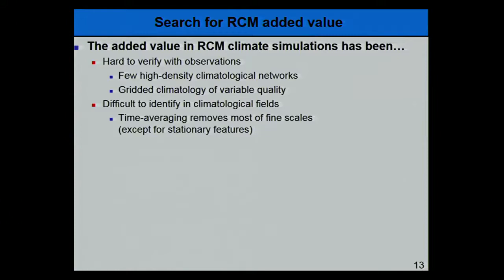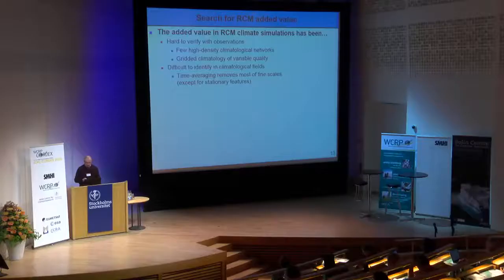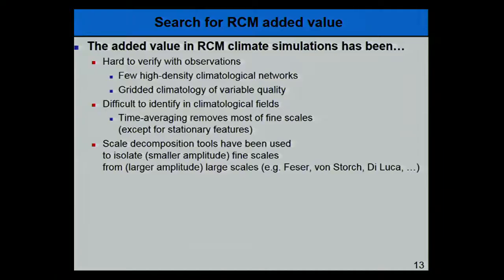It's been very difficult to identify in simulated climatological fields because time average removes most of the fine scales that we saw in snapshots, except possibly for stationary features associated with surface forcing. Then one has to look closely to find those. And typically what's been done, and including in my own group and elsewhere, is to do a scale decomposition of the fields to try to isolate the fine scales, which are of smaller amplitude in climate fields, from the larger scale, which have larger amplitude. Because if you don't decompose, the fields are dominated by the large scales and you have little added value from the fine resolution. This has been done by many groups around the world.